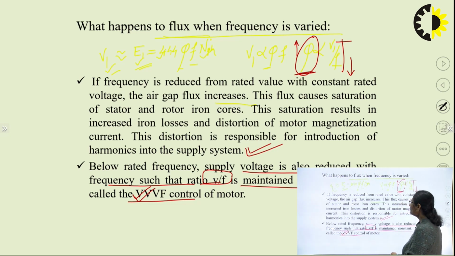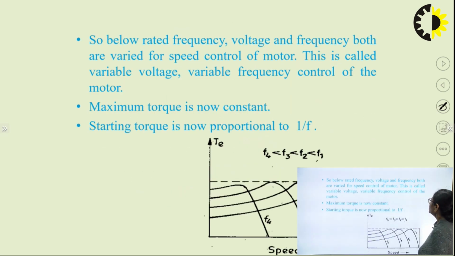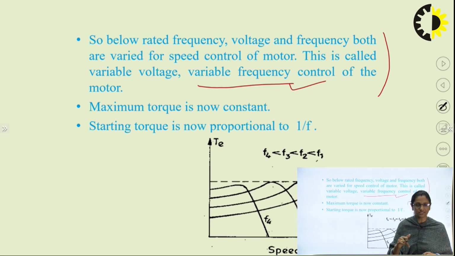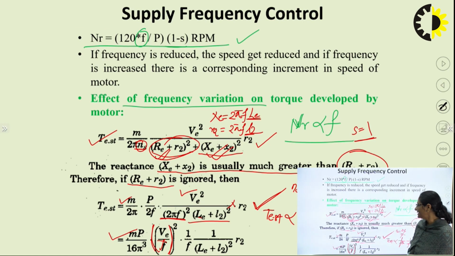Now, let us see what happens with this. So, below the rated frequency, voltage and frequency both are varied for the speed control of the motor. This is said to be the variable voltage, variable frequency control of the motor. Now, let us see the effect of the same variation of frequency as well as voltage, but maintaining V by F ratio constant, upon the torque developed by the motor. For this, we may need to refer to the previous slide, right?